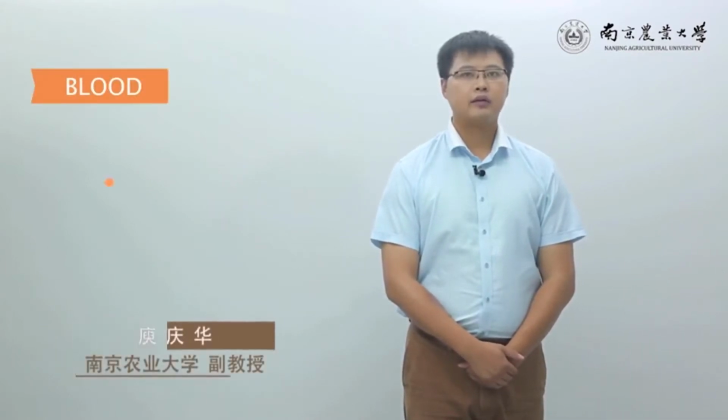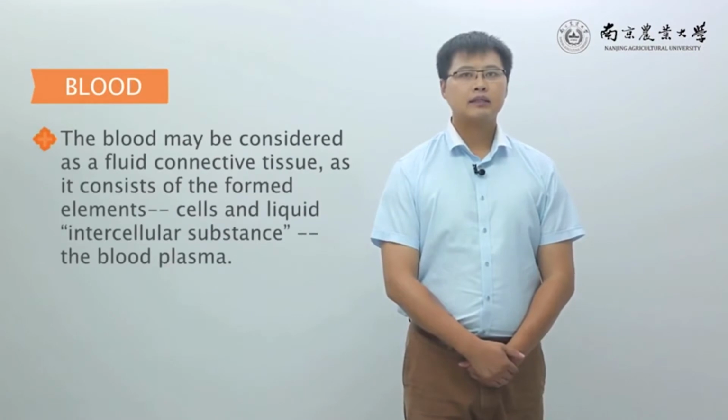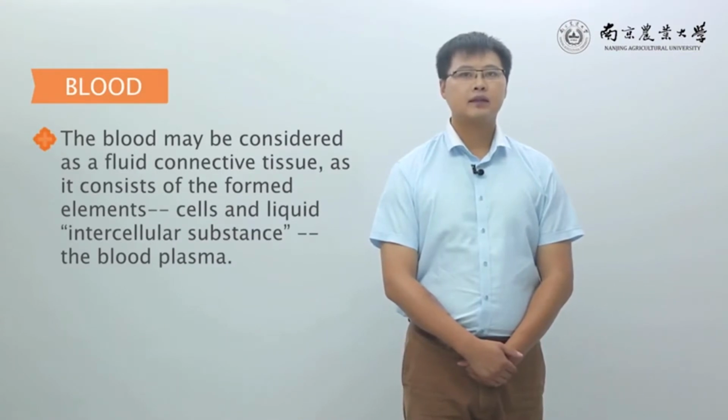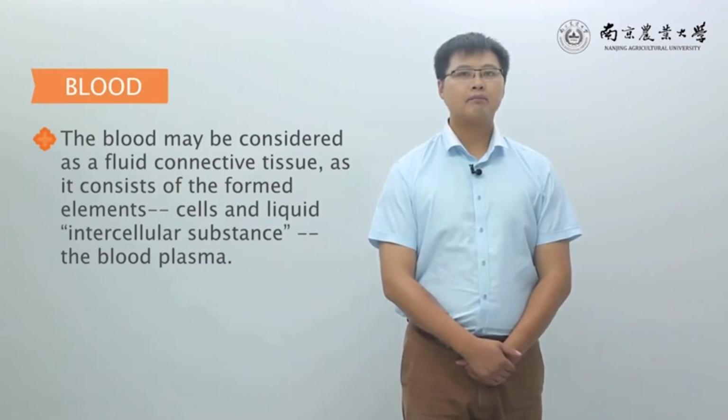Today we will talk about the blood, 血液. The blood may be considered as a fluid connective tissue, as it consists of the formed elements, cells, and liquid intercellular substance, the blood plasma.